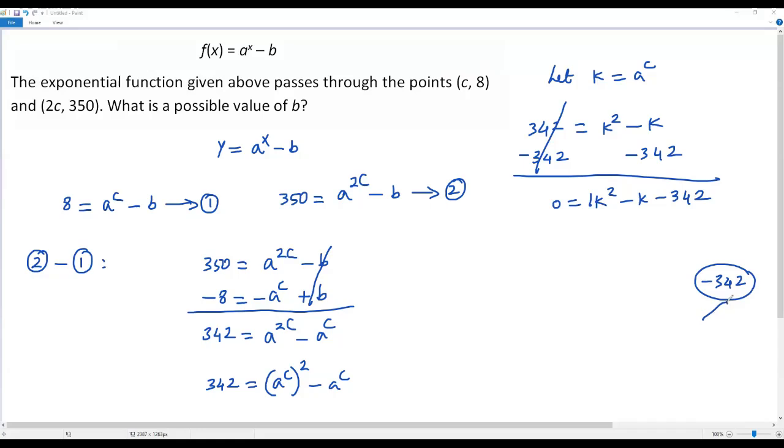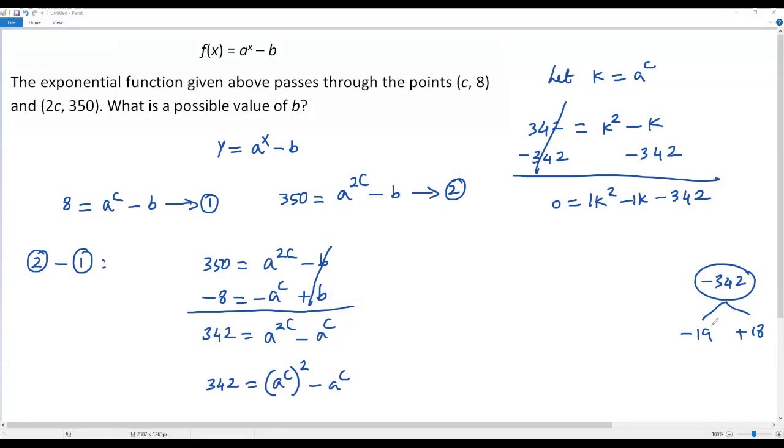Now I have to get two factors over here, so that the product of the two factors equals negative 342, and the sum of the two factors equals the coefficient of k. That is, in this case, negative 1. Okay, so I think negative 19 and positive 18 will work. When I multiply negative 19 and positive 18, I'm getting negative 342. When I add them, I'm getting negative 1. That's the coefficient of k in the quadratic equation over here.